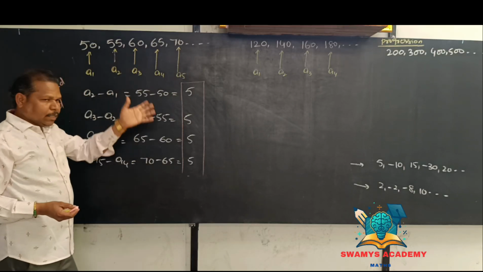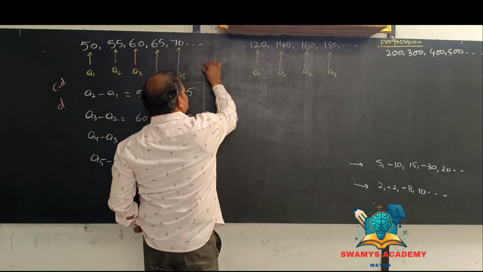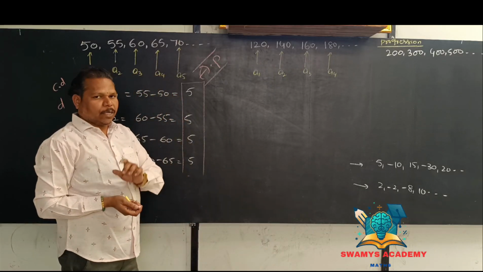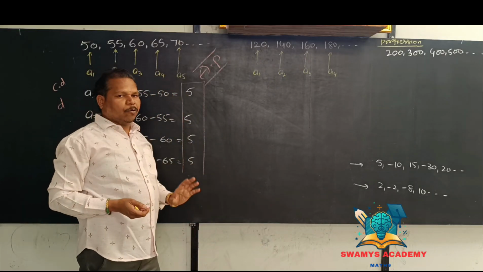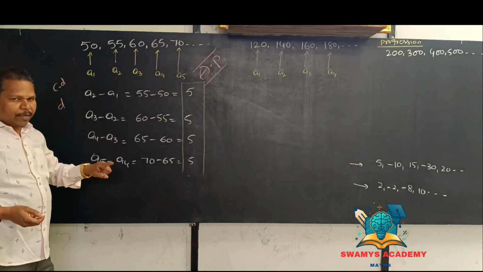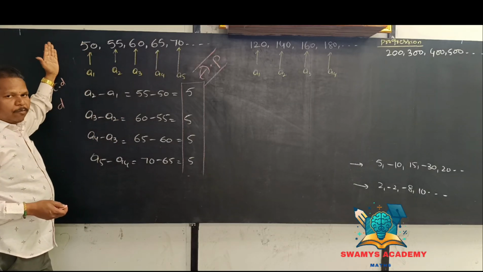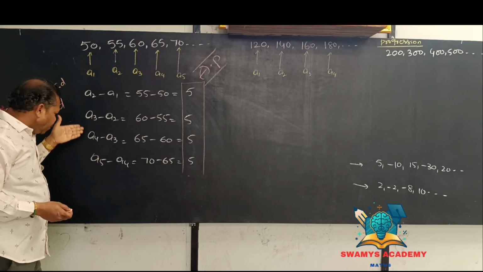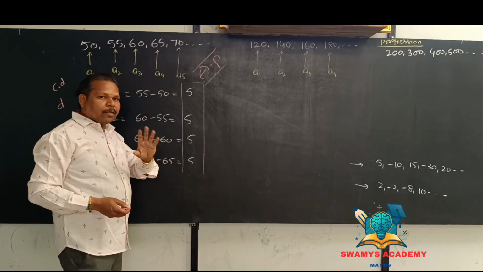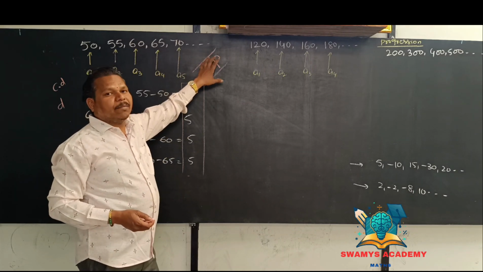If we get the same answer, that type of progression is called an arithmetic progression. Now we are learning about the arithmetic progression concept. Whatever the arithmetic progression, D will represent the common difference, taken in preceding order except for the first term. Why? Because before the first term there won't be any other numbers. If we get the same answer, that type of progression is called an arithmetic progression.